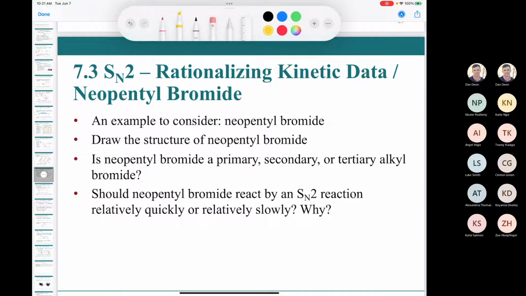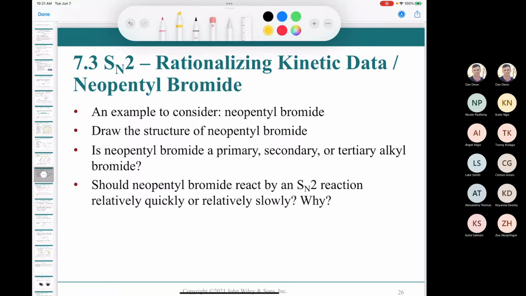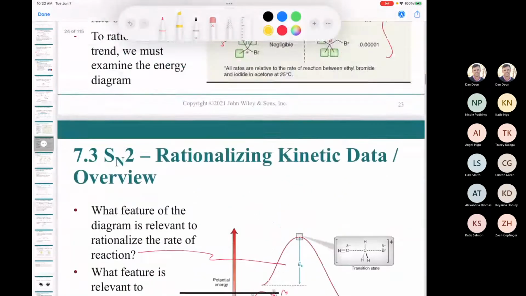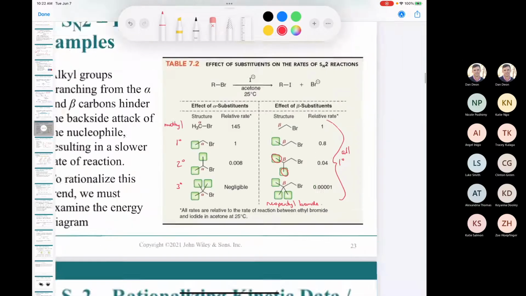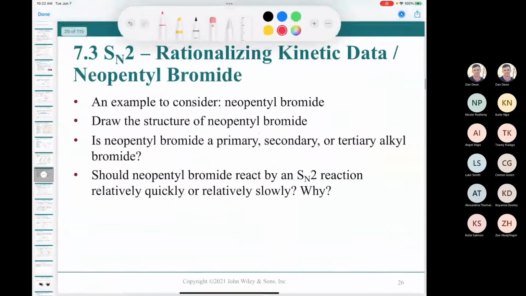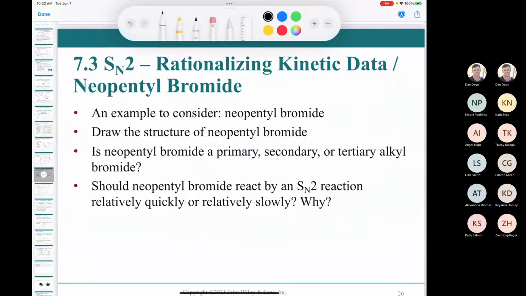Now, going back to the whole idea of beta branching, it says draw the structure of neopentyl bromide. Well, I didn't even include that in here. I'll draw it for you just to show you where it is, to help you out. This is neopentyl bromide right here. We can just scribble the name in here. Neopentyl bromide. We don't even cover the neopentyl group when we're practicing our nomenclature, so don't worry about it. We'll just scribble the structure in here. So neopentyl bromide looks like this. There's my black pen. So we draw neopentyl bromide.